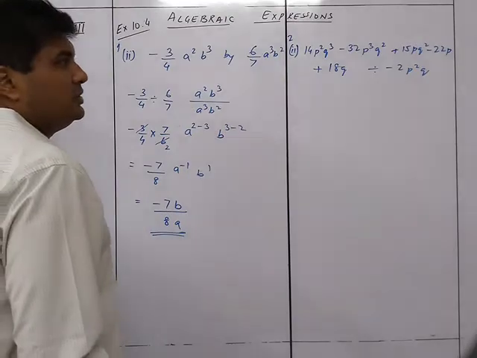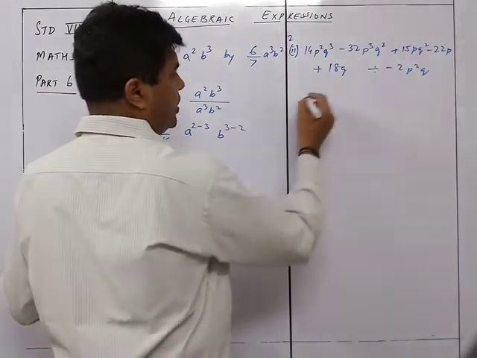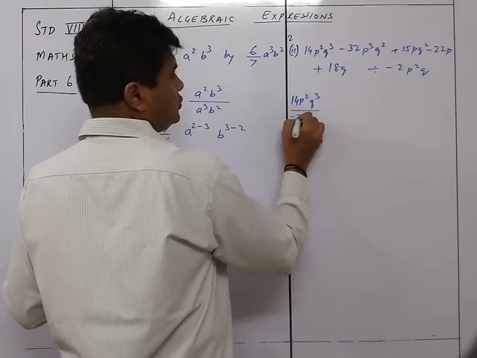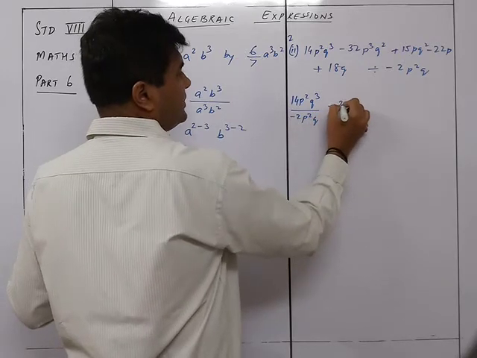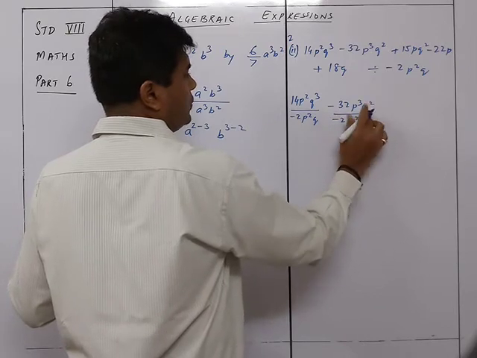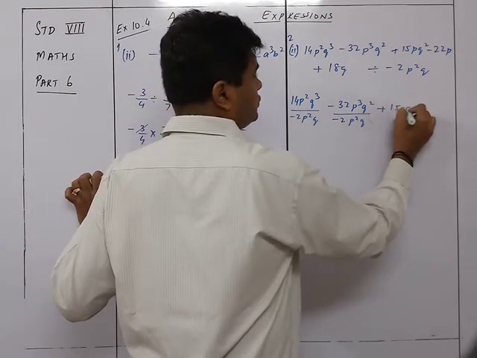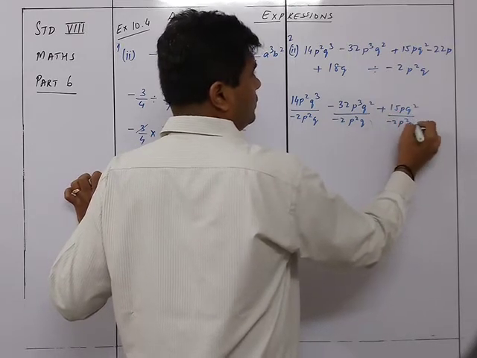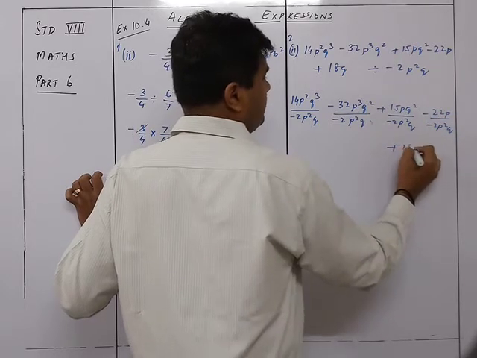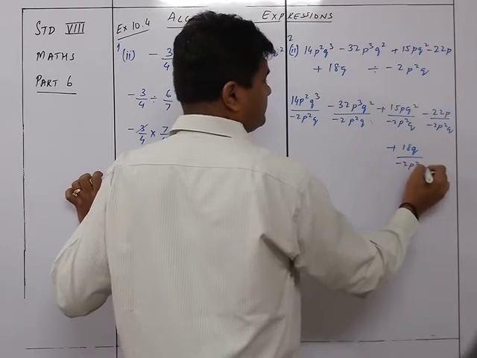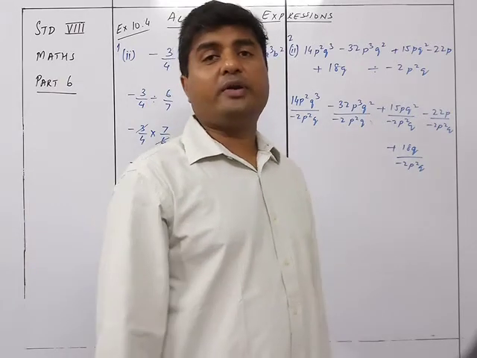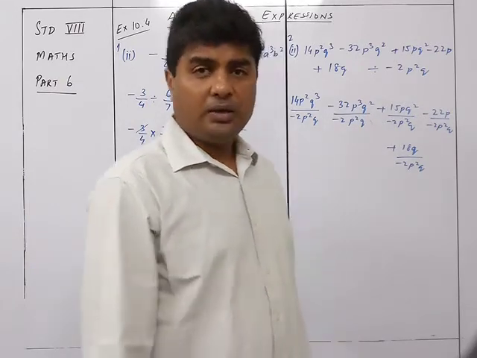Okay. So as I told you, we are going to take it as a complete denominator. So it will be 14p square q cube upon minus 2p square q, minus 32p cube q square upon minus 2p square q, plus 15pq square upon minus 2p square q, minus 22p upon minus 2p square q, plus 18q upon minus 2p square q. Whenever it is a polynomial divided by a monomial, we divide each and every term of the polynomial by the monomial.